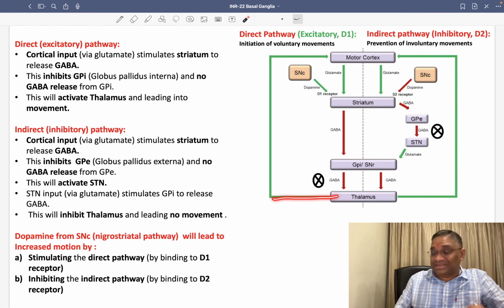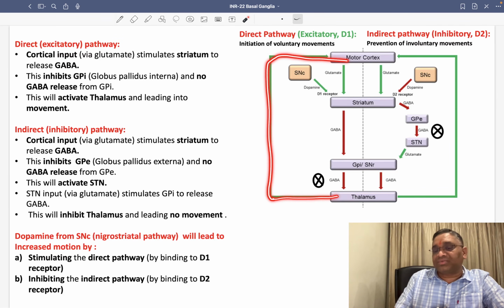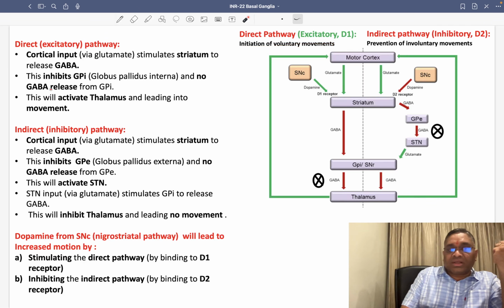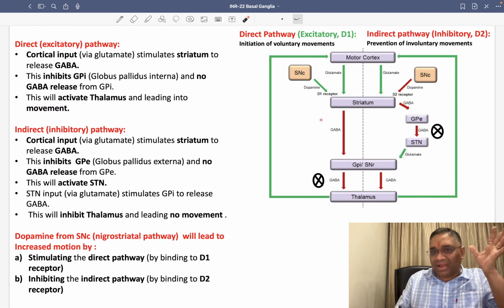This thalamus, which has been activated, will send a signal for the movement to the motor cortex, and this will activate the motor cortex, and they will have initiation of the movement, right? So that is what I am showing you here. This will activate the thalamus, and this will lead into the movement. So that is the direct pathway.